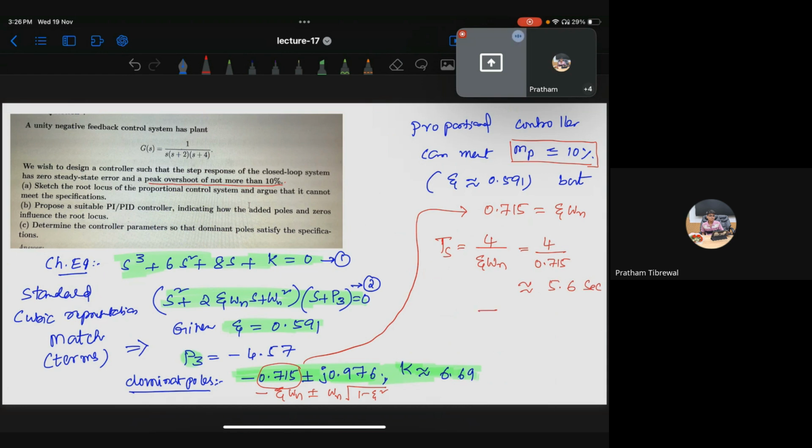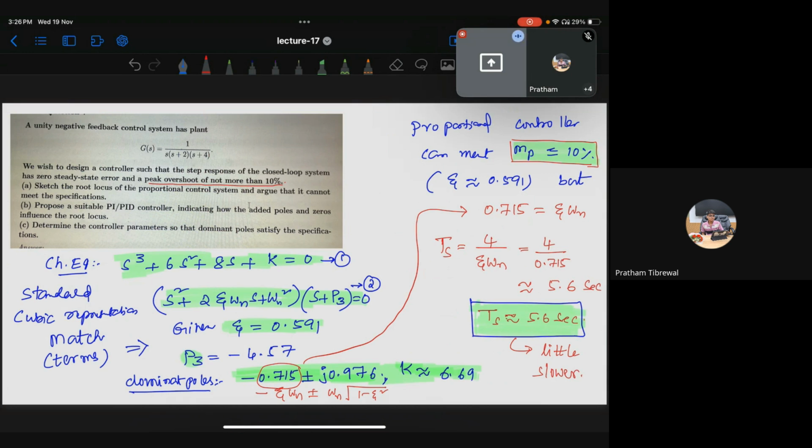So now the settling time is almost 5.6 seconds. Here this proportional controller can meet the peak overshoot, but the settling time is 5.6 seconds. It means that the system is a little slower. So that's the conclusion.